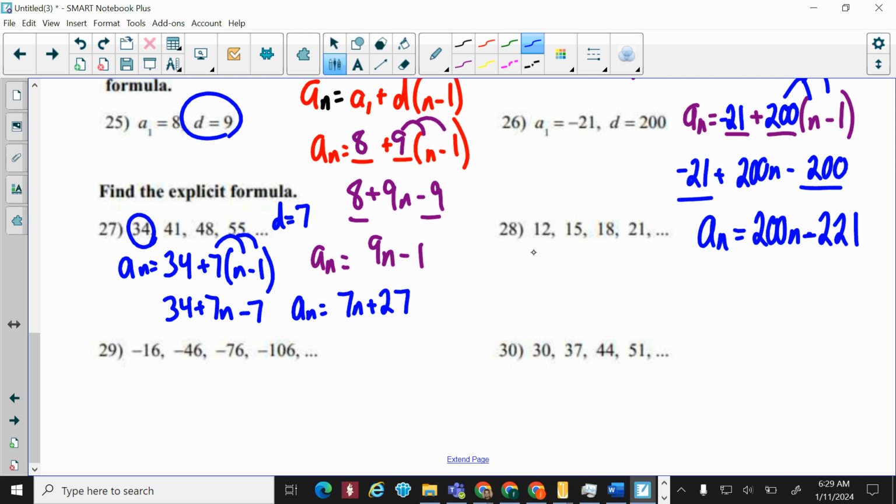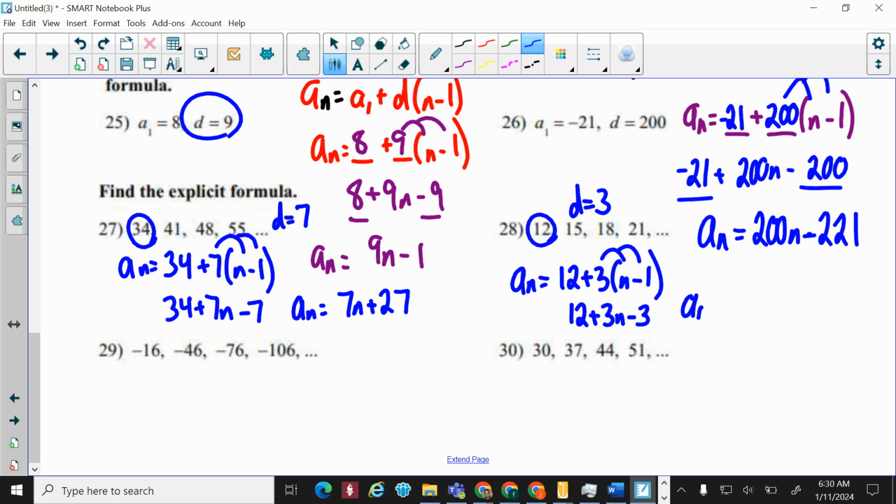For question number 28, again, my first term is 12. It's literally there. And then I am increasing by 3. I'm adding 3 every time. So that's going to be a of n is equal to 12 plus 3 times n minus 1. Take the 3, distribute. So 12 plus 3n minus 3. My answer is going to be a of n is equal to 3n plus 9.